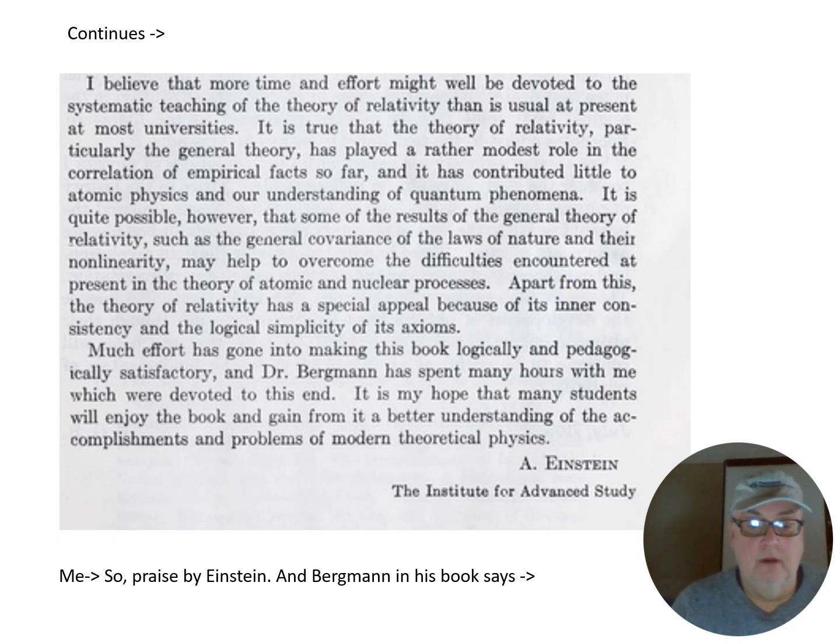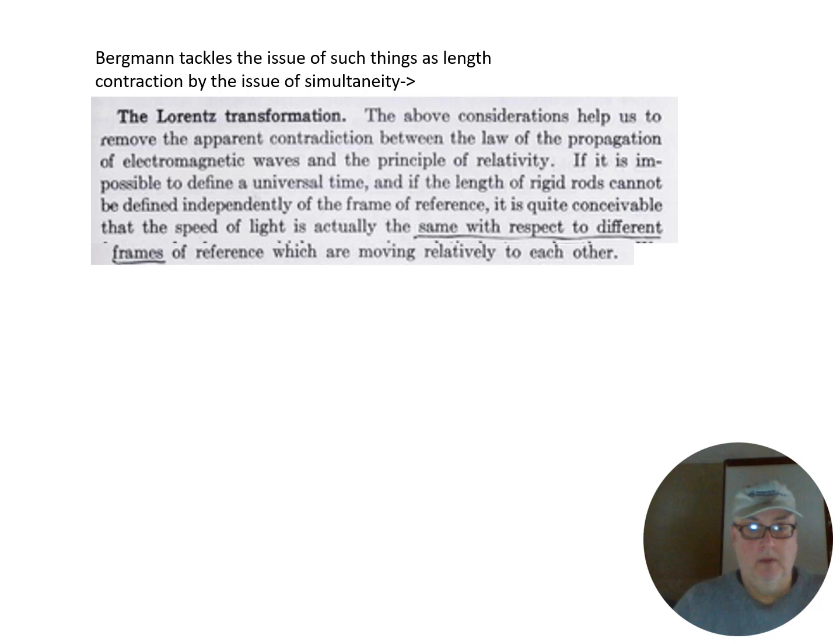Anyway, the praise by Einstein and Bergmann in his book says the following. Bergmann tackles the issues of such things as length contraction by the issue of simultaneity. And he's referring to it earlier, and he says the above considerations help us to remove the apparent contradiction between the law of propagation of electromagnetic waves and the principle of relativity. If it is impossible to define a universal time, and if the length of rigid rods cannot be defined independently of the frame of reference, it is quite conceivable that the speed of light is actually the same with respect to different frames of reference which are moving relatively to each other.